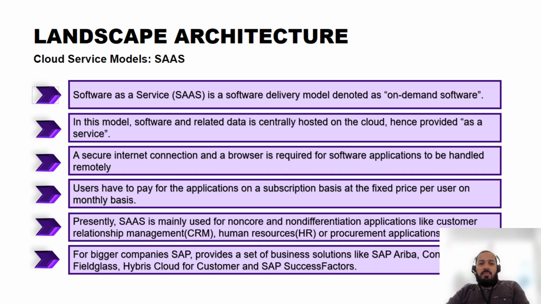Next. Now, software as a service is an on-demand software delivery model, right? As we talked about Fieldglass and other software that are provided, it's a model where software-related data is centrally hosted on the cloud. Hence, it is provided as a service. So you need not create anything on the platform. Application and data are covered in it. A secure internet connection and browser is required for the software application to be handled remotely. Users have to pay with the subscription model on those applications at a fixed price, per user per month.